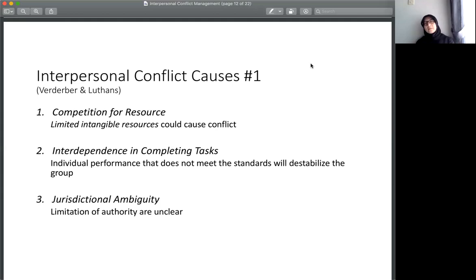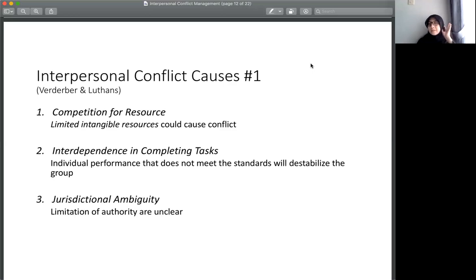Misalnya di daerah konflik seperti Syria, Afghanistan, kan karena kebutuhan hidupnya tidak bisa mereka suplai sendiri, mereka mengandalkan donasi dari luar daerah. Dan ini biasanya jumlahnya terbatas. Maka untuk berebut untuk bisa mendapatkan.